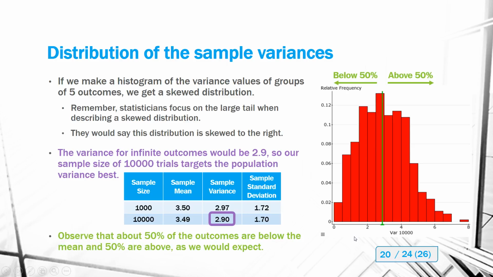However, we do note the same thing that we've seen before, that about 50% of the values in our distribution are below the mean of 2.9, and that 50% are above the value of 2.9, our mean value. This is what we would expect to see, and this is what we do see.